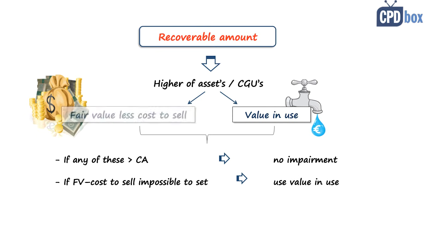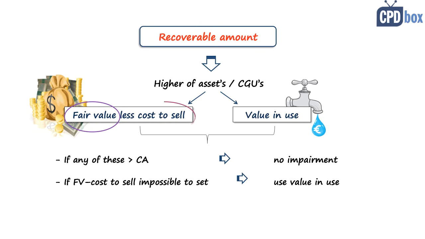Now let's explain how to determine fair value less cost to sell. And here you need to look at IFRS 13, fair value measurement, to set the fair value of the non-current asset. And I have posted a summary of IFRS 13 on this channel as well. Costs of disposal include legal costs, stamp duties or similar transaction taxes, cost of removing the asset or bringing the asset into condition suitable for sale.